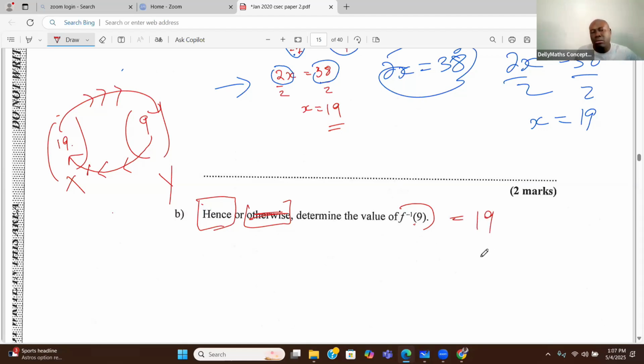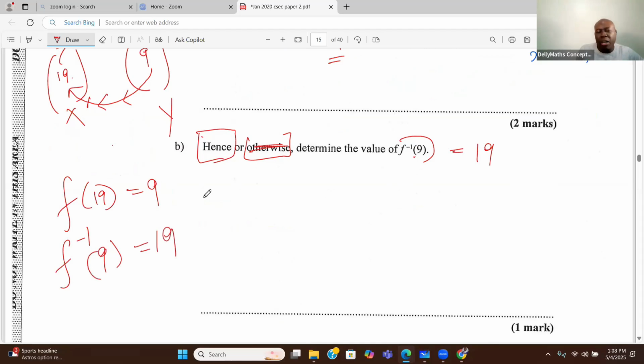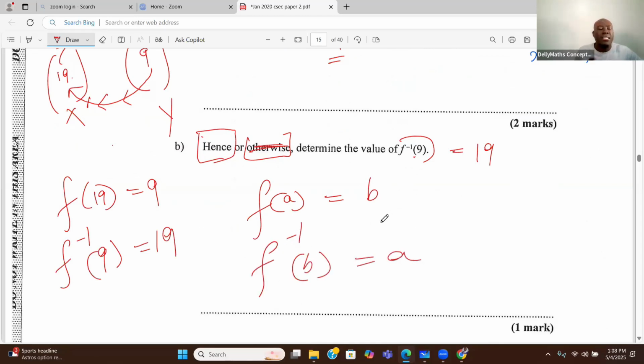No working out. We're not going to work it out. This is something you need to know. So one more time, if f of 19 gives 9, that means the inverse of 9 gives back 19. If f of A gives B, that means the inverse of B takes you back to A. This is just something one is supposed to know.